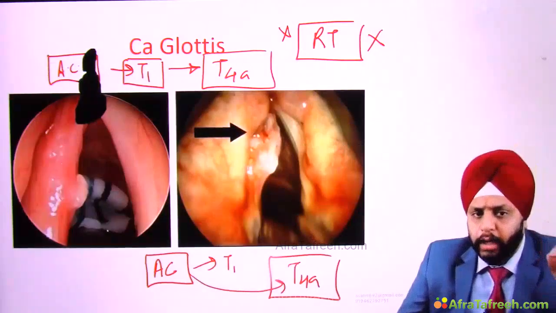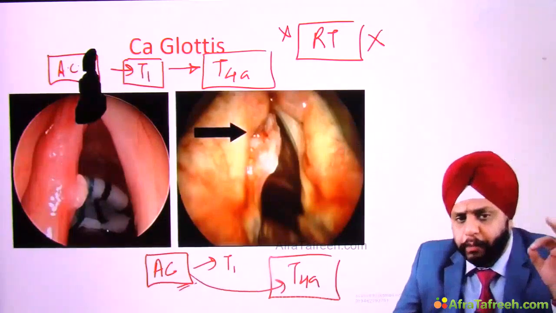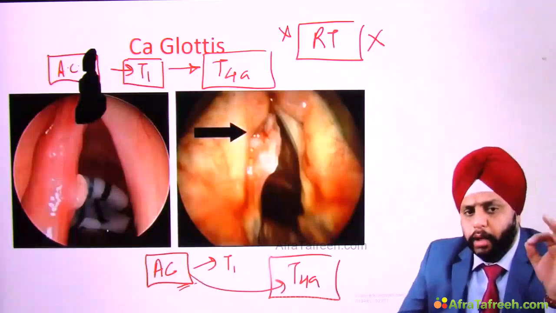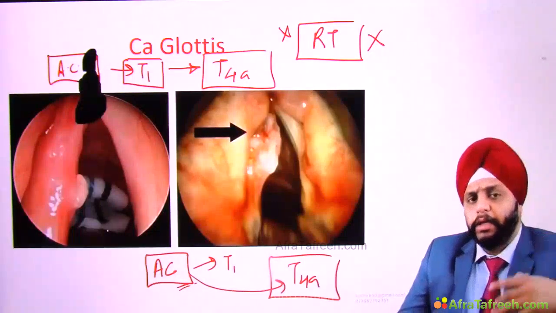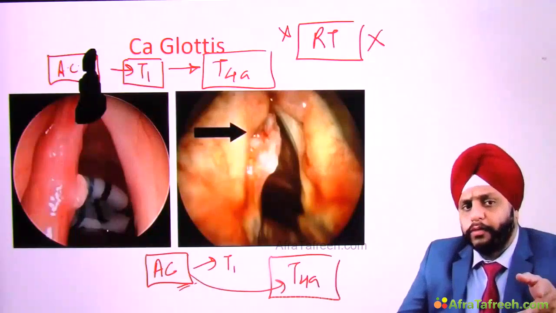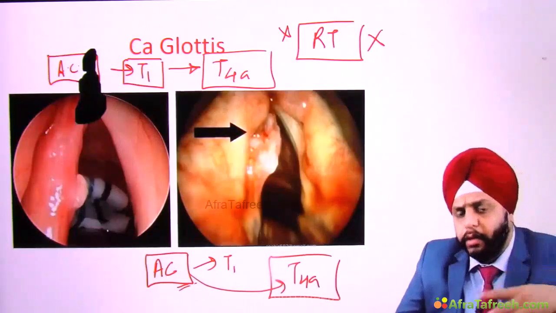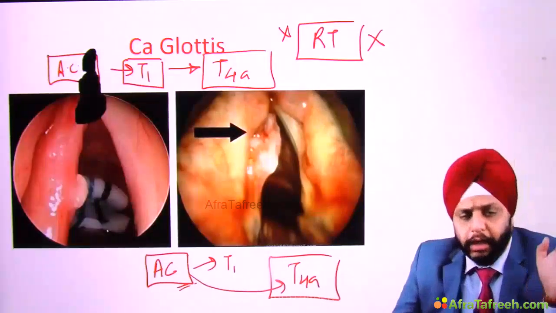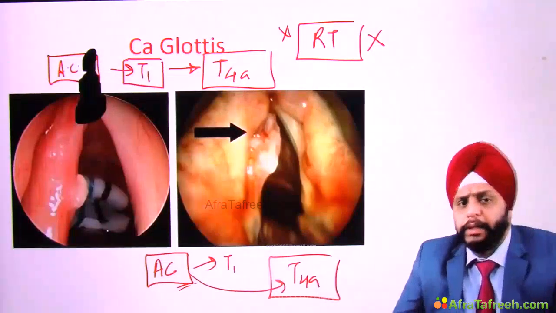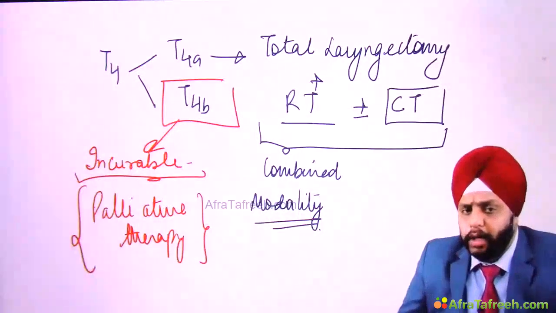So if there is a malignancy of anterior commissure, that's a special place in the glottis. Even if both the vocal folds are mobile, this T1 lesion will be treated as a T4A lesion. All right, so that was something special about anterior commissure.